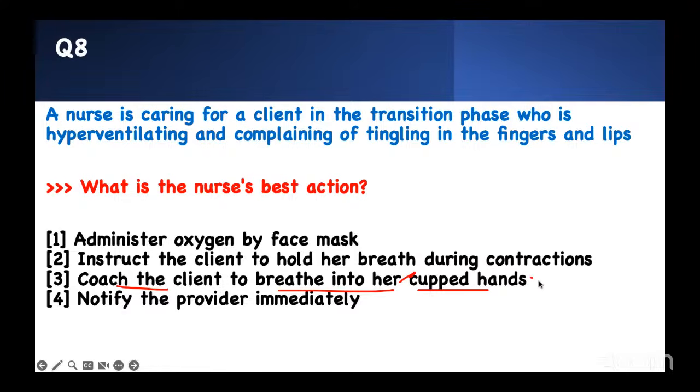Even if you don't know this is the right answer, you know in phase 3 the most important thing is to teach them how to breathe. Don't push. Educate them. As they get to stage two, they will learn how to push. So that's the content for that question.